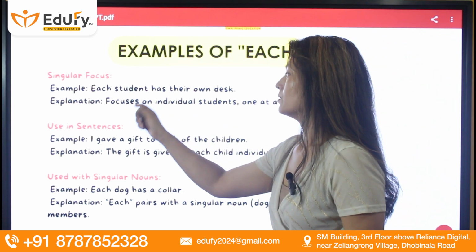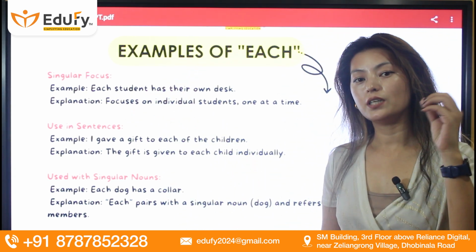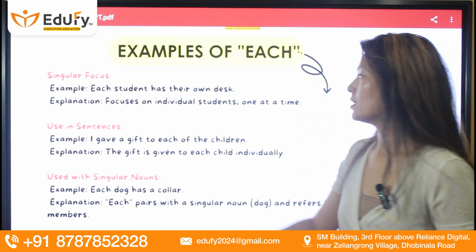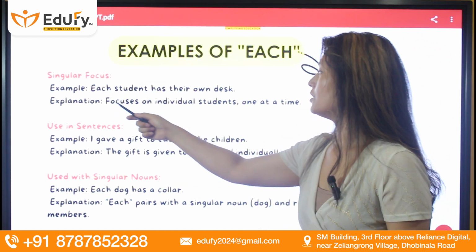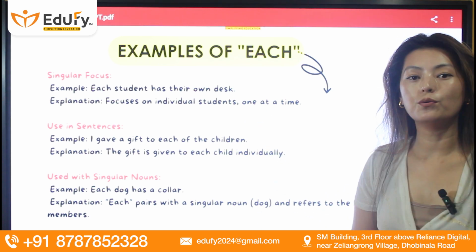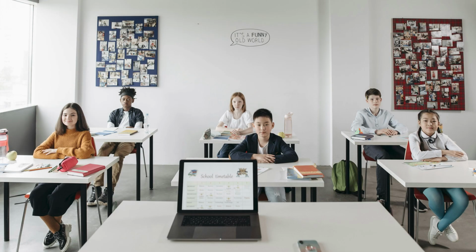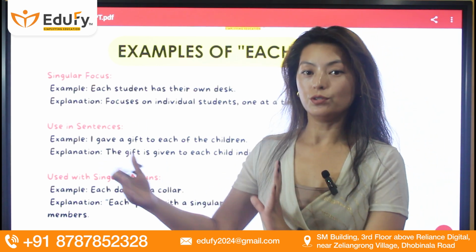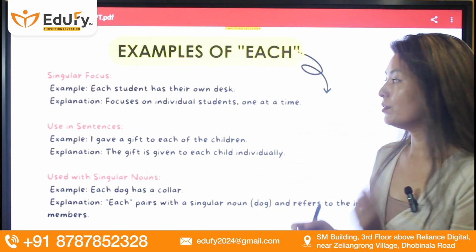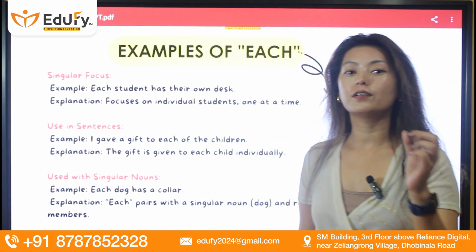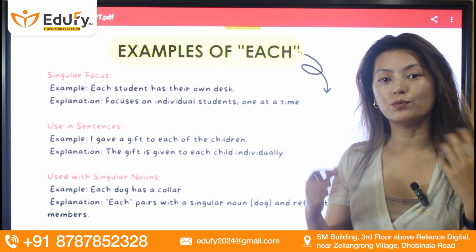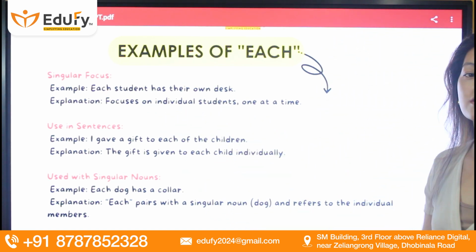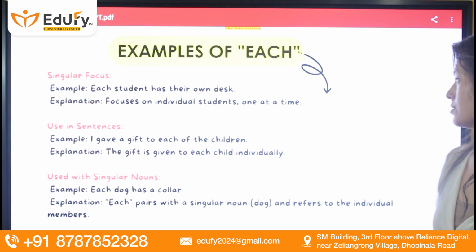First example: the focus is that when we use each, we have a singular noun with the word each. When you look at this one, each student has their own desk. Here we are referring to students, okay? And we are talking about more than two students, right? But when you look at the word each, it is referring to a singular individual within that group. So it is focusing on the individual students.